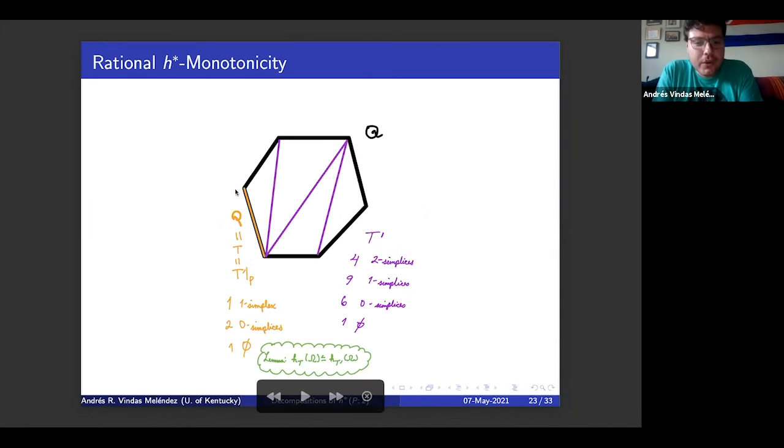So here's Q. Q is my hexagon, and I'm going to triangulate it. So here's T prime, which is the triangulation of Q. And so P is this line segment. And in this particular example, maybe because it's a little small, I can take the triangulation to be the polytope itself, okay? And notice that T prime restricted to P is T, okay? And so what is this saying? It's saying that the H polynomial of T prime will dominate the H polynomial of T, okay?